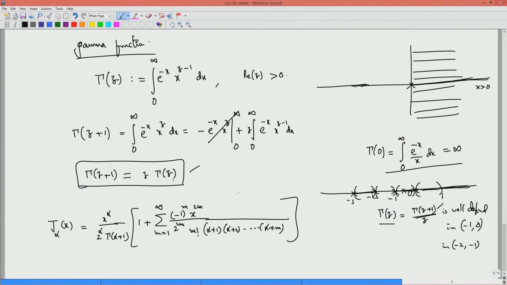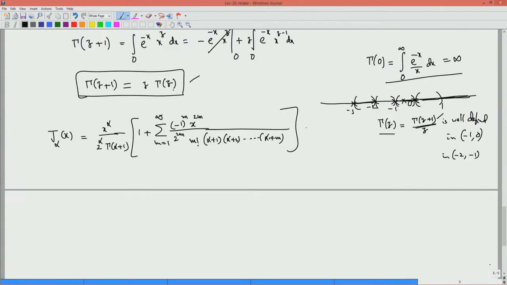Now you can see that we use the property of the gamma function. Alpha plus 1 into gamma of alpha plus 1 is gamma of alpha plus 2. Again, alpha plus 2 into gamma of alpha plus 2 is gamma of alpha plus 3. Finally, alpha plus m into gamma of alpha plus m will be gamma of alpha plus m plus 1.